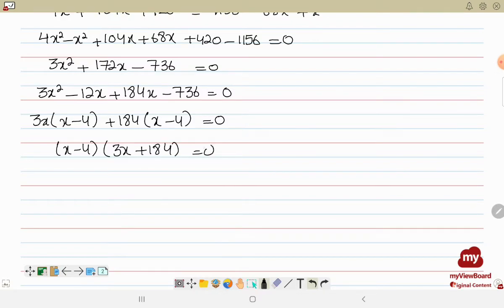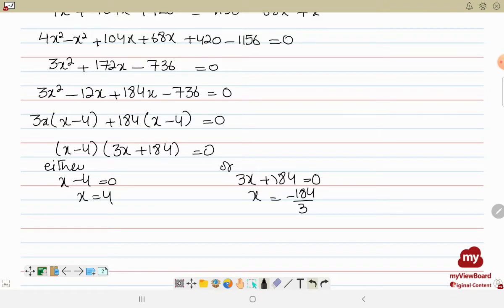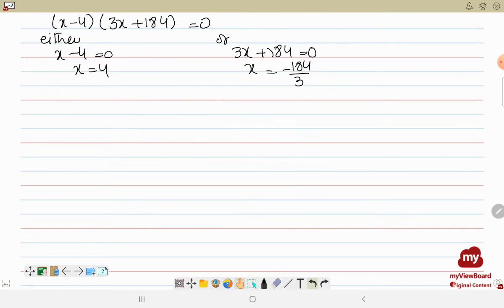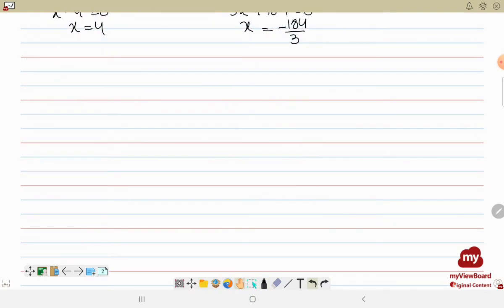Now we'll write that either the first factor or the second factor equals 0, so x minus 4 equals 0, or 3x plus 184 equals 0, and then x equals 4, and then x equals minus 184 by 3. We'll not write down the solution set yet. Before that, we are supposed to check the values. So let's do the checking process.